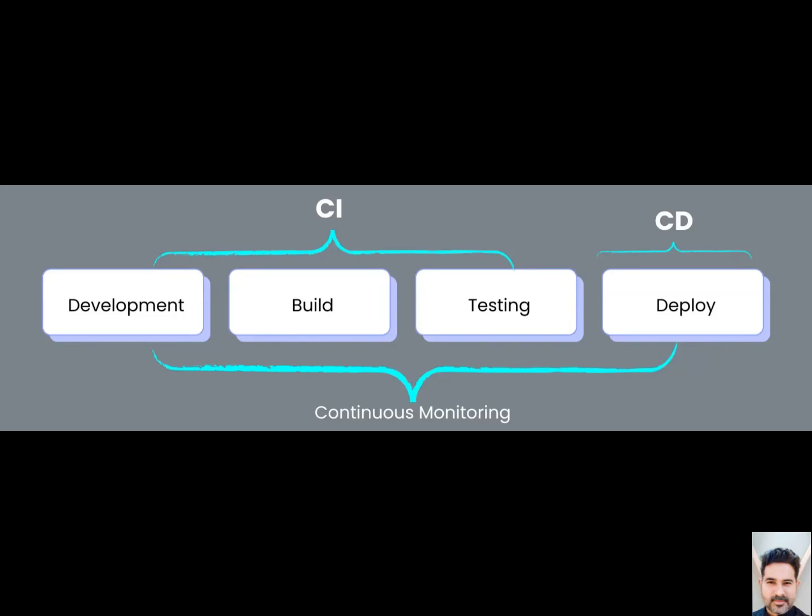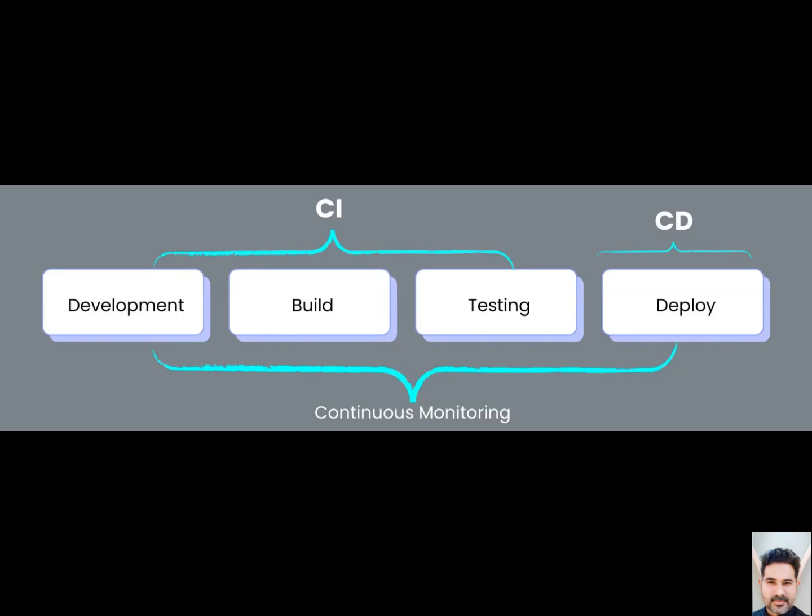Why implement a CI/CD pipeline? It offers numerous benefits, including faster delivery of features, enhanced collaboration among developers, reduced risk of errors, and improved software quality. Automation minimizes human error and accelerates the release cycle.